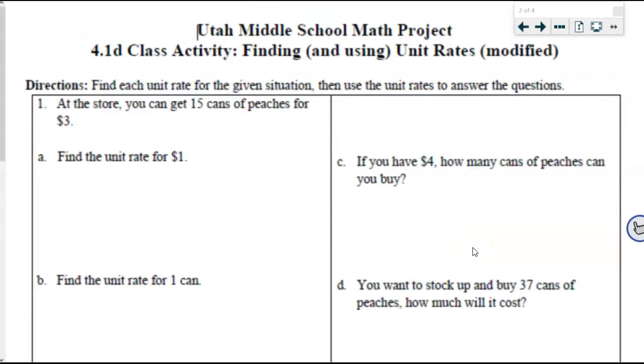Okay, this is Utah Middle School Math Project 4.1D, finding and using unit rates. This is a modified version of the original task, focusing just on finding and then using unit rates to solve problems. Our last lesson was on writing equations and using equations to solve problems. Now we're going to focus on finding unit rates and using unit rates to solve problems.